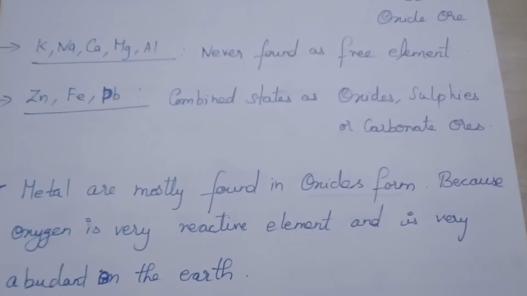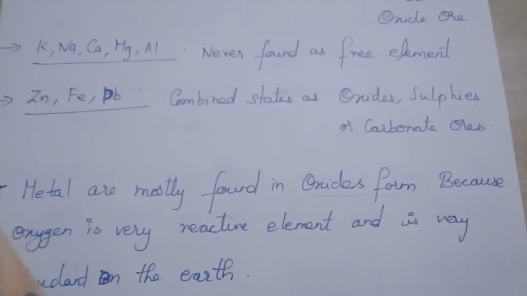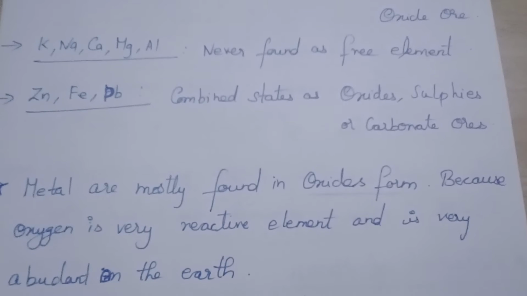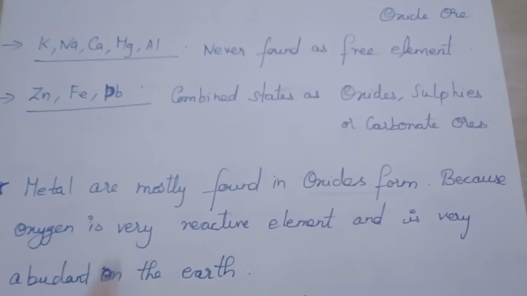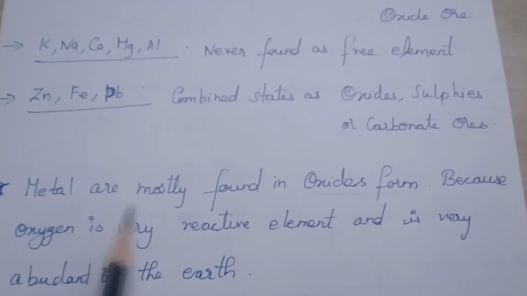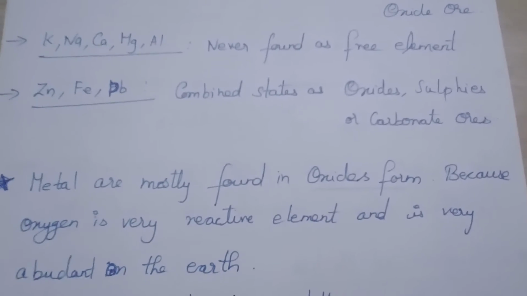It is abundant on the earth, so this oxygen readily reacts with the metals and forms oxides. Oxides, okay, metal oxide. It is mostly found in the form of oxides, metal oxides, okay.